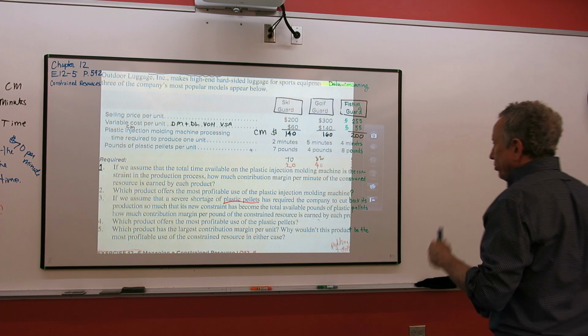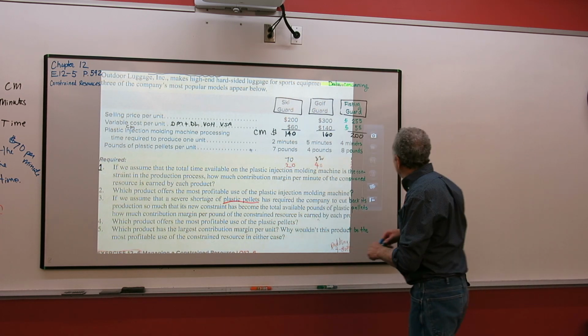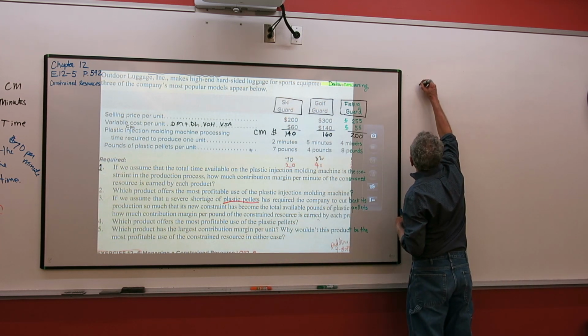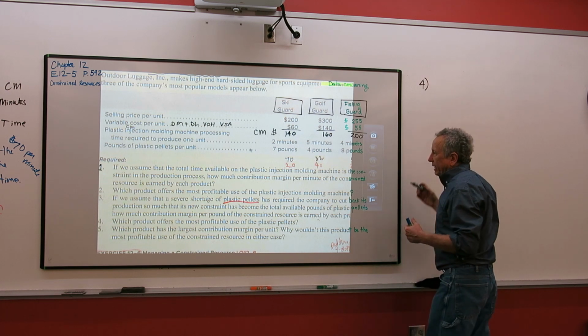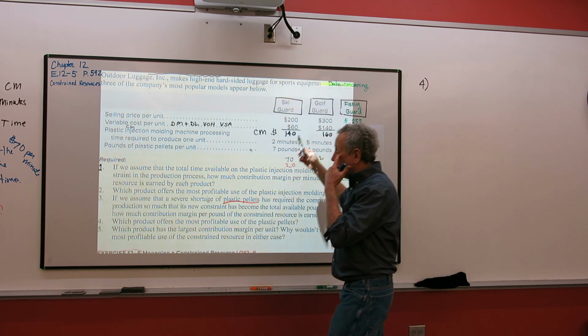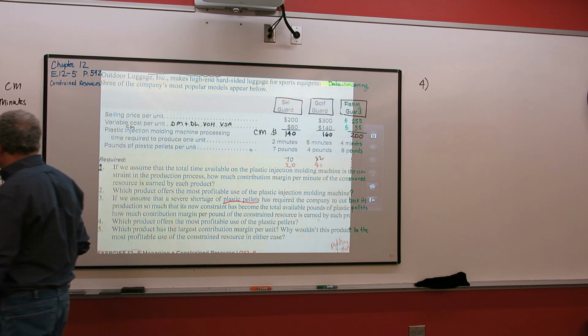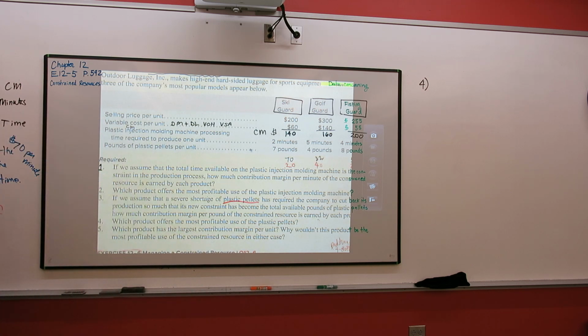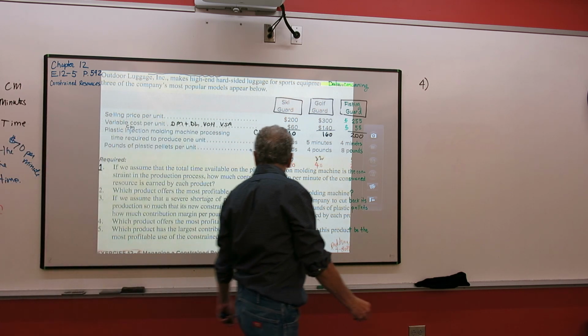All right, which product offers the most profitable use of plastic pellets? You remember just a minute ago what we saw? We saw that again, it was the golf cart. Let me go back and look. I know you might not be able to see, but again, I have the golf cart. Let's see if I can write a little better answer.